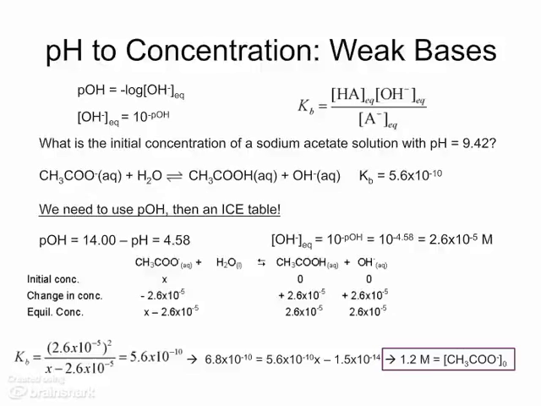Now we'll use Kb to solve for X. So using Kb, which is 5.6 times 10 to the minus 10, we get that X is equal to 1.2 molar. So that's the initial concentration of acetate in this solution.